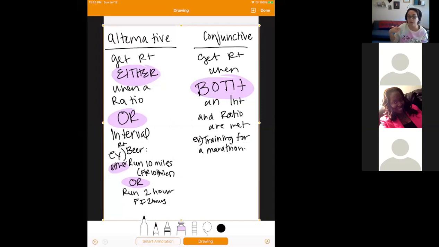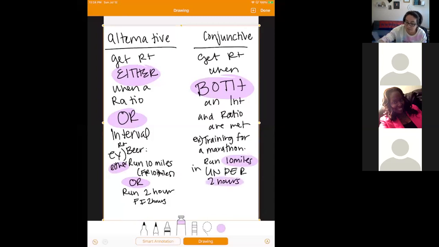So he says, I'm going to stop training you. I'm going to stop giving you reinforcement, that socially mediated reinforcement of training you, until you can run 10 miles under 2 hours. So you have to meet both this 10 miles, fixed ratio 10, and a fixed interval of 2 hours. You have to meet them both and then reinforcement.